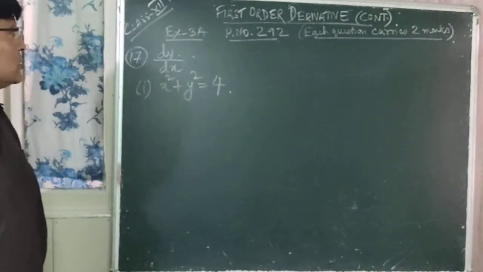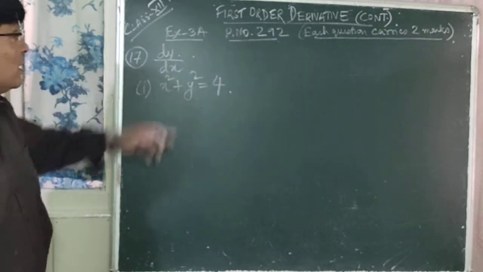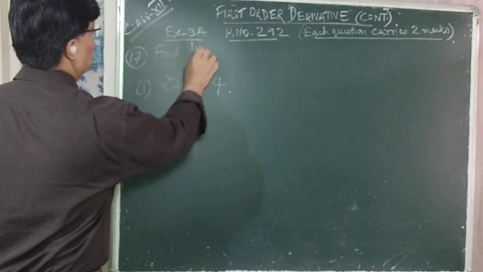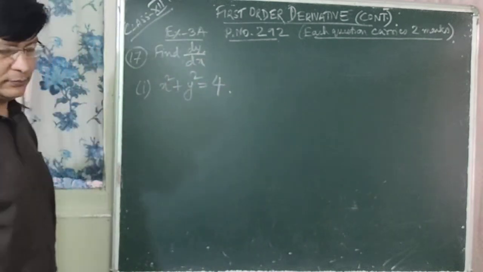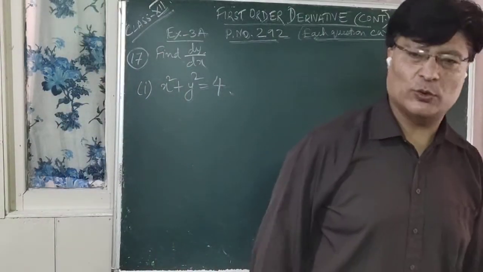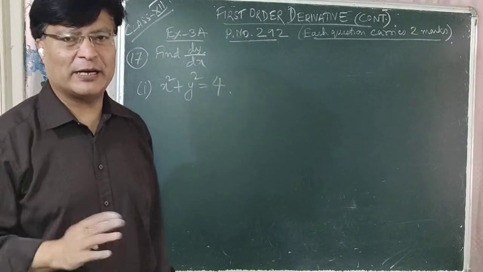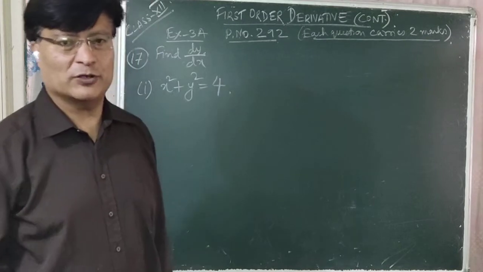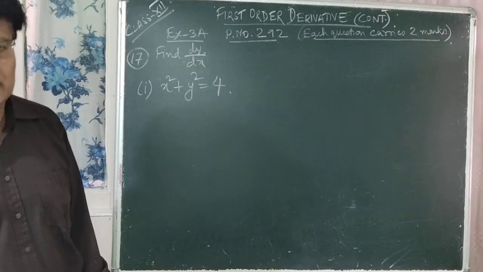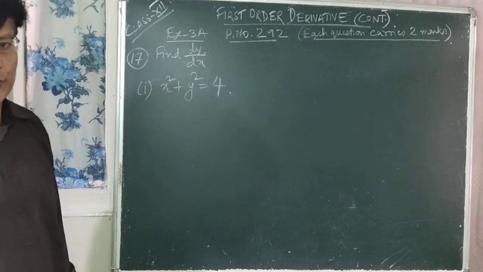So now let's do the next question, that is number 17. You have to find dy by dx, right? Find dy by dx of this one. You know what type of function this is, but in the examination you won't get a question like what do you mean by implicit function, explicit function, or parametric function. But you should know which function is implicit, which is explicit, and which is parametric. The definitions are not asked in the question paper, okay? But it will be better if you know the functions, okay?